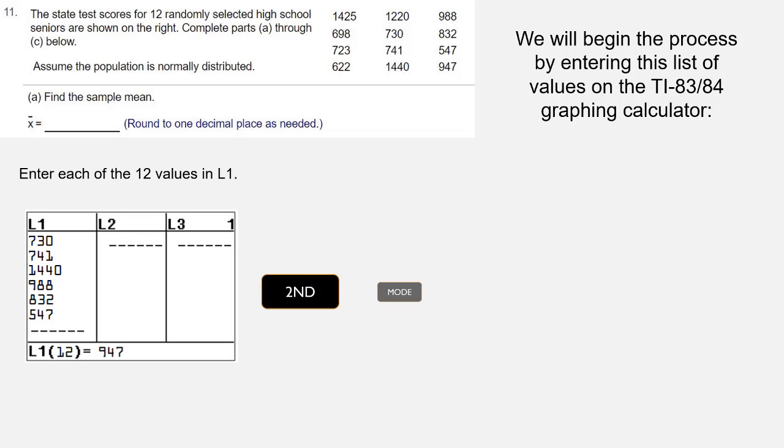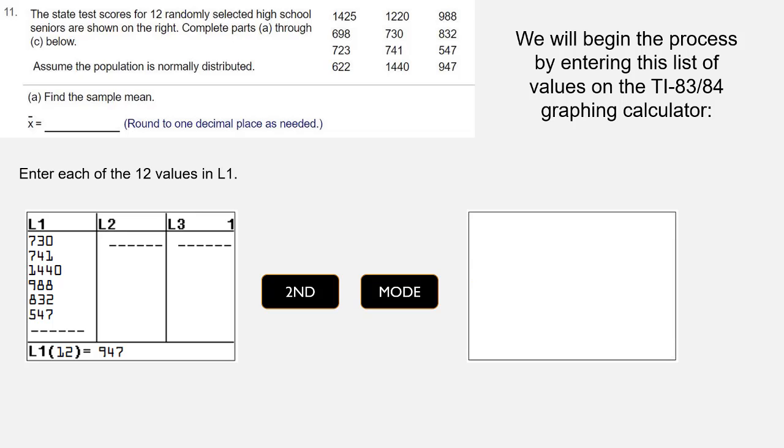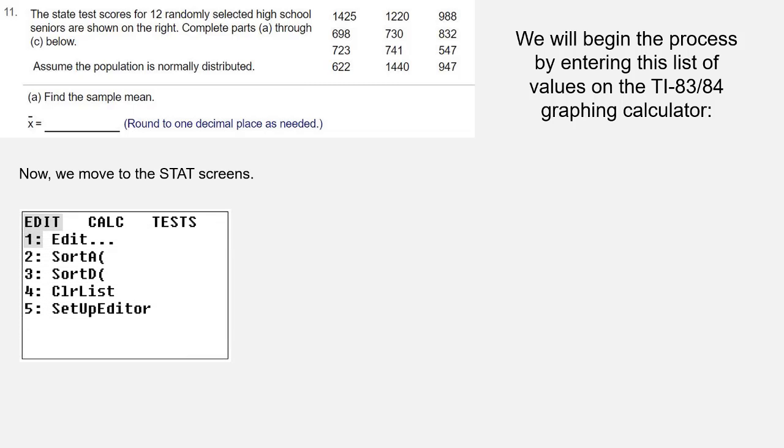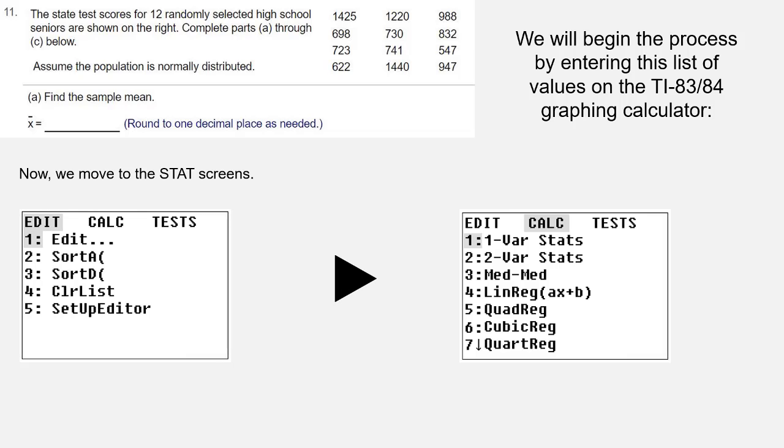Then you're going to press second and the mode button. That takes you back to your home screen, which should just be a blank screen unless you have other calculations there. And you're going to press the Stat button again. We always have to exit and then come back into the Stat menu. Once we're in the Stat menu, that takes us to this Stat screen that we were already at the beginning. But we need to use our right arrow key to move over to the Calc tab.